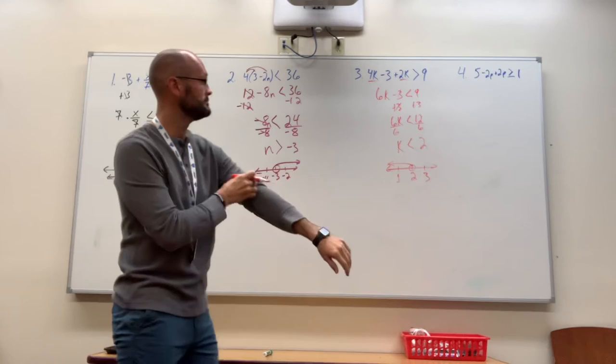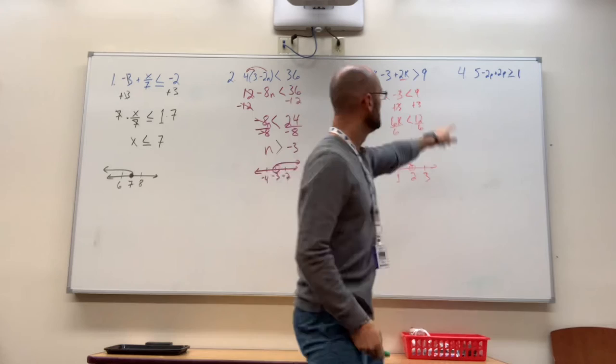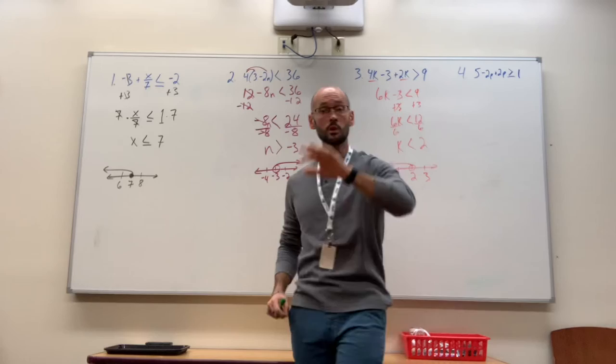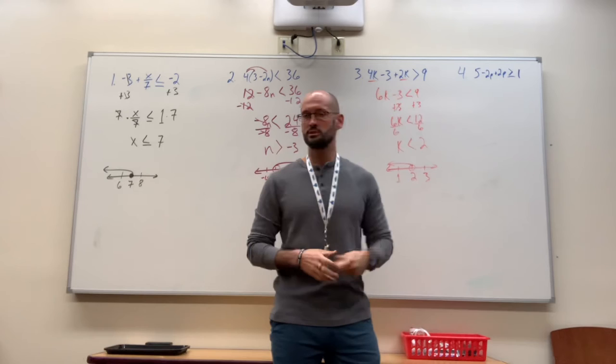Okay, 3 up. 3 down. Here we go, last problem. Okay, everybody put your pencils down. Write it down first: 5 minus 2p plus 2p is greater than or equal to 1. Once you've written it, put your pencils down because you need to see this one. This one's sneaky. There's only a couple of these, but these are sneaky.